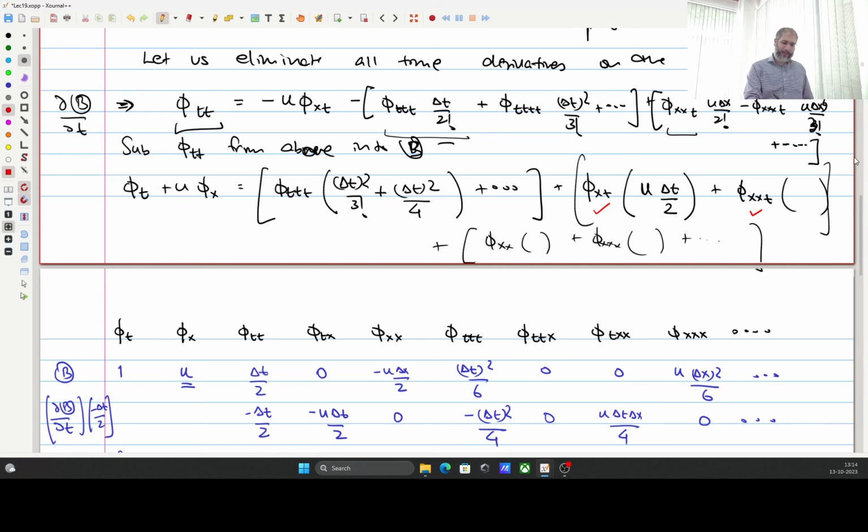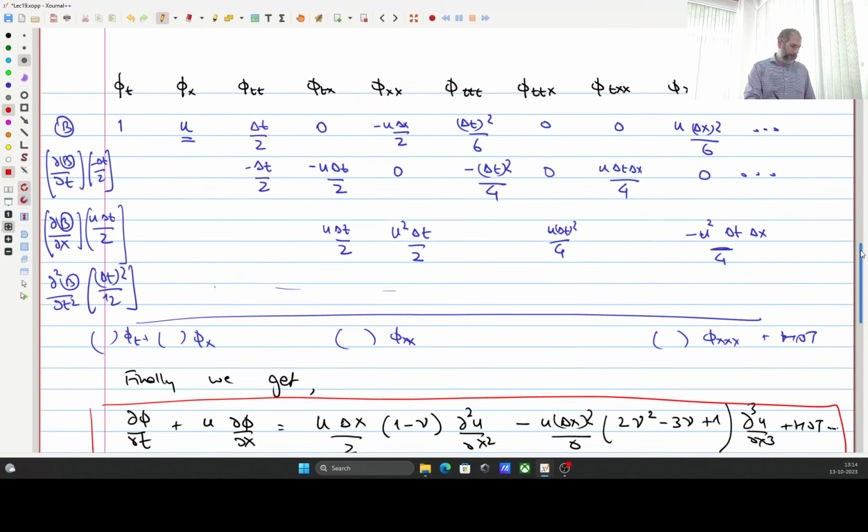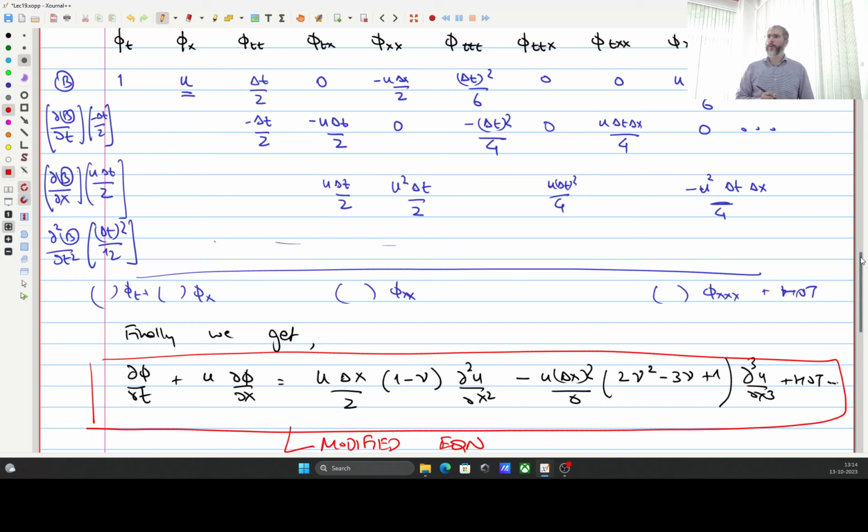That's what we did in the tabular form. This is where we derived the modified equation, and the final equation at the bottom is the modified equation. You can see that up to third order, it only has pure x derivatives. There's no time derivative at all, either pure or mixed, up to third order. The higher order terms here will have time derivatives.